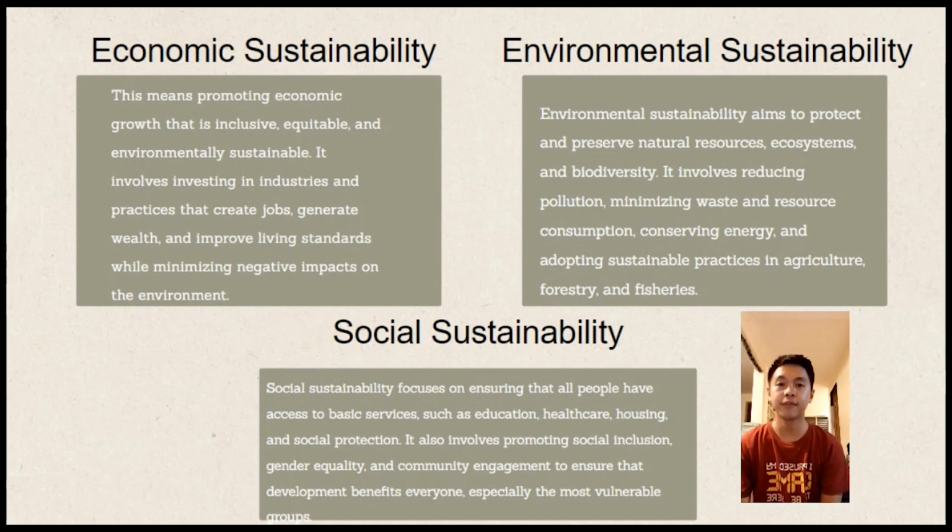So the next one is environmental sustainability. So what is environmental sustainability? It involves preserving natural resources and ecosystems for present and future generations, such as by implementing renewable energy resources like solar panels and wind turbines to reduce reliance on fossil fuels and mitigate climate change.